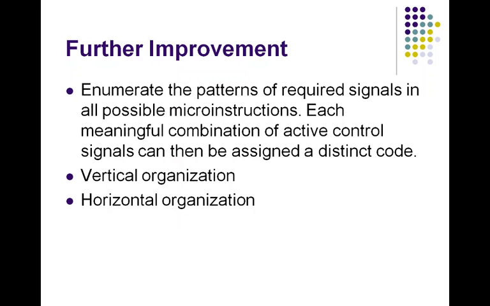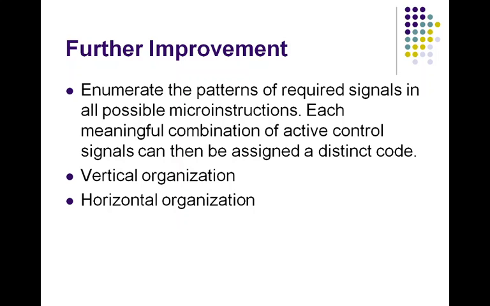Highly encoded schemes that use compact codes to specify only a small number of control functions in each microinstruction are referred to as vertical organization. That is very important. On the other hand, the minimally encoded scheme in which many resources can be controlled with a single microinstruction is called horizontal organization. These two terms are very important here, vertical and horizontal organization.